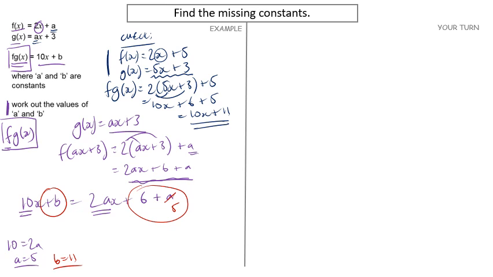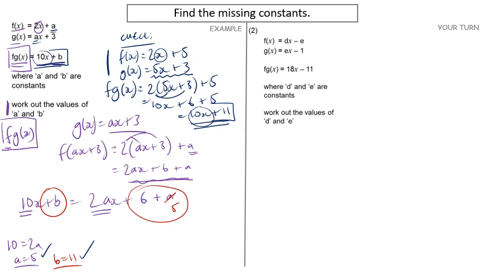So checking this against what we're given here, we've got 10x, yeah, plus 11, so that's the value of b. So we've checked that both these values are correct. This one's really similar. Again, follow through the same steps, pause it, and then check it.